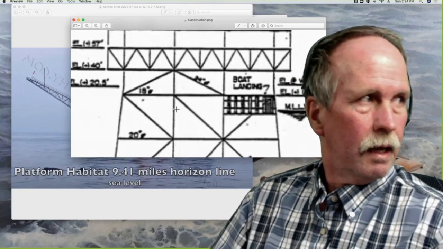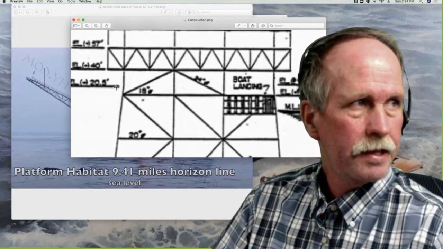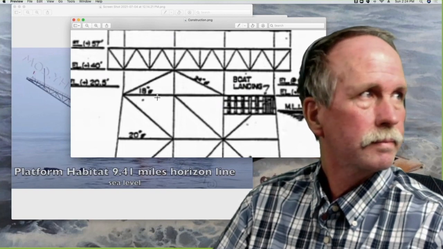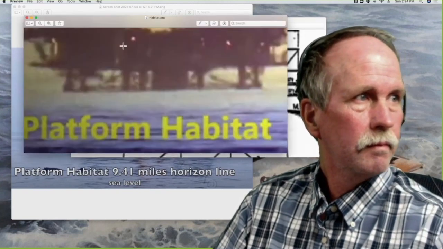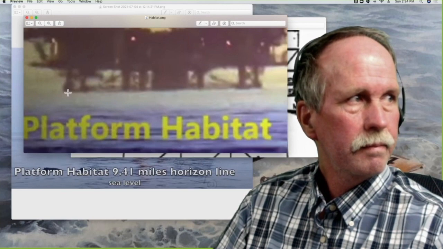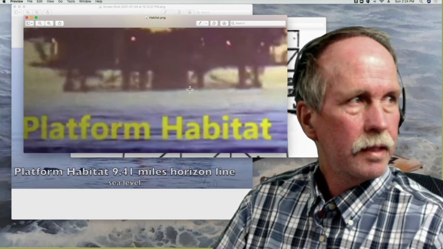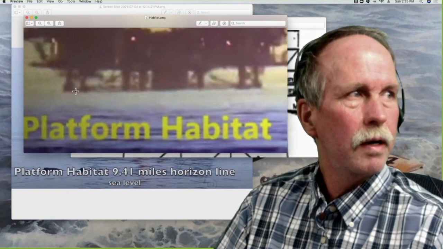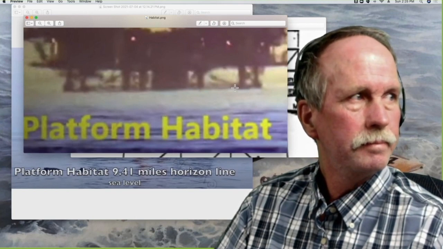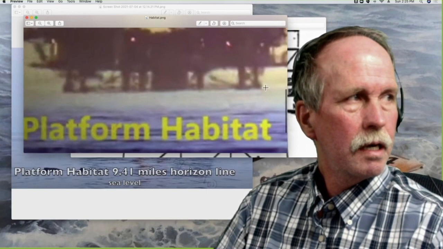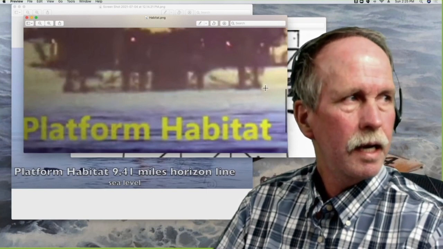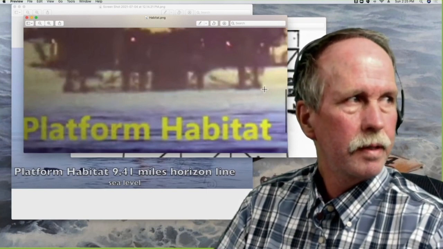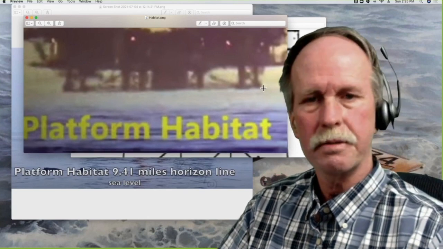Yep. All right. So I think that you and I are both agreeing that we are seeing down to a point between 15 and 20 feet above the water right here. Yeah, at least. All right. Do you see anything on that oil platform that is lower than 15 or 20 feet above the water?